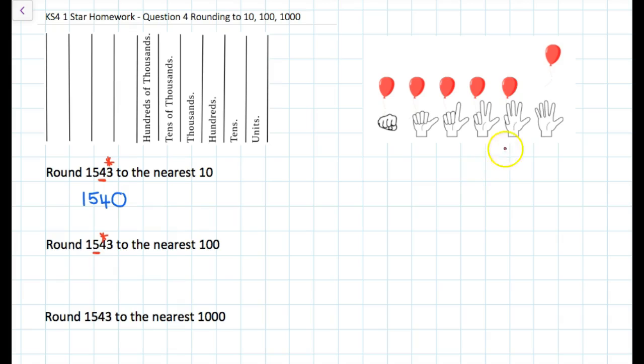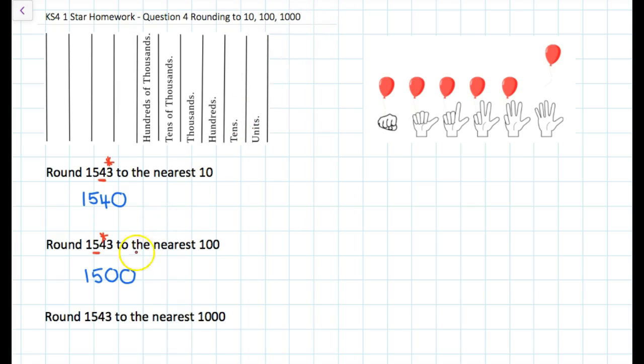So if we look at our balloon analogy over here, we've got 4 fingers released here. The balloon can stay where it is, which means our number will stay exactly as it is as well. So when we write this answer down, the 1 is important, the 5 is remaining as it is, the 4 is changing to a 0, and so does the 3. So 1543 to the nearest 100 is 1500.